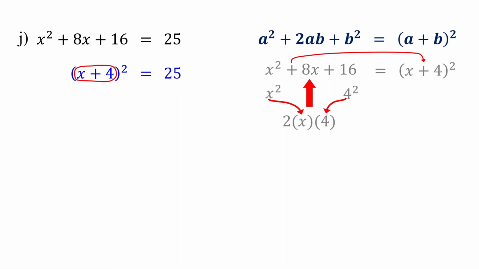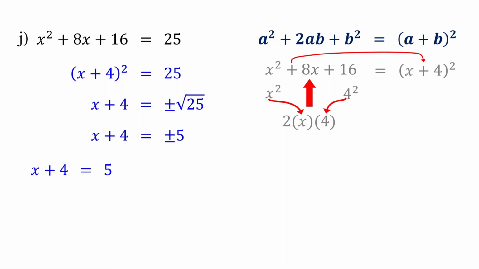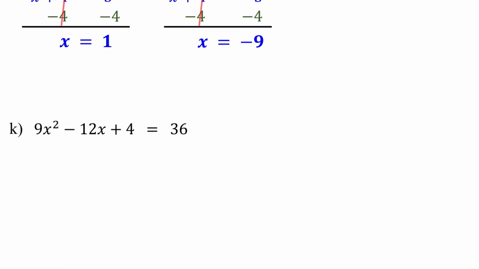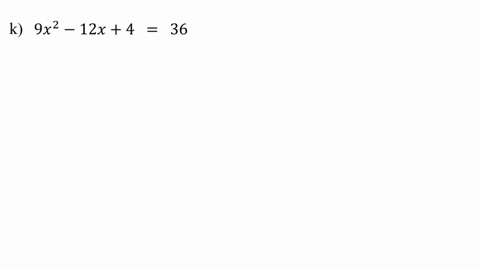Now, treat the whole binomial as a single variable and apply the square root property. The square root of 25 is 5. Next, set up the two equations and solve them. From the first equation, we get x equal to 1. From the second equation, we get x equal to -9. Therefore, the two solutions are x equal to 1 or -9. Let's do one more example like this. This is the final one, so please stay with me.